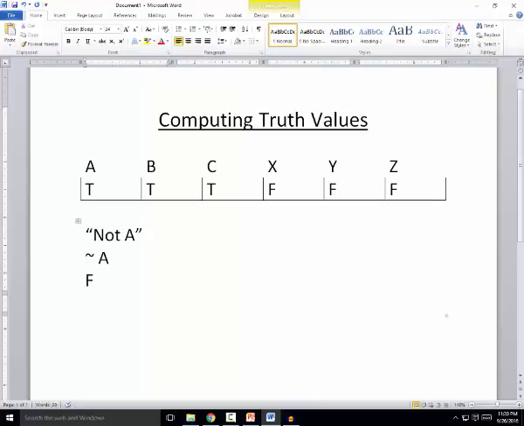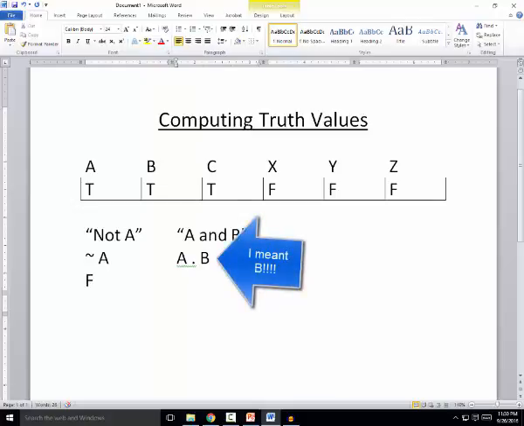Now let's look at another example. Suppose we have A dot B, or as I would encourage you to read this, A and B. The rule for the dot is that it's only true when the sentences on both sides of it are true. So the left side is A, which is true. The right side is A, which is also true. So this sentence should be true. Let's look at another example.